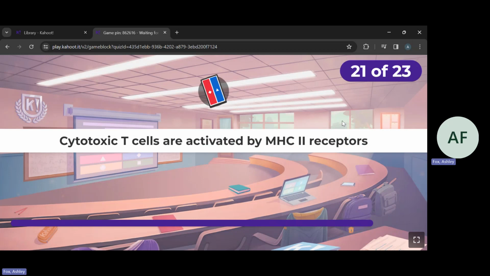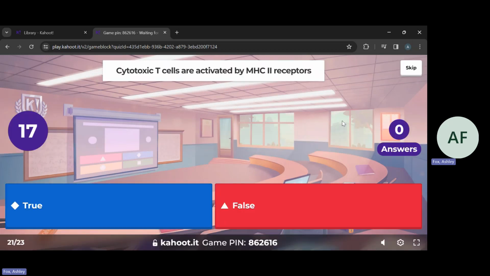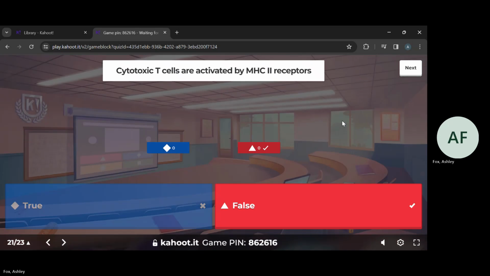True or false, cytotoxic T cells are activated by MHC2 receptors. So this is false. Remember, cytotoxic T cells are activated by MHC1, the ones that are on all nucleated cells, everything but red blood cells. Helper T cells are activated by MHC2 receptors.